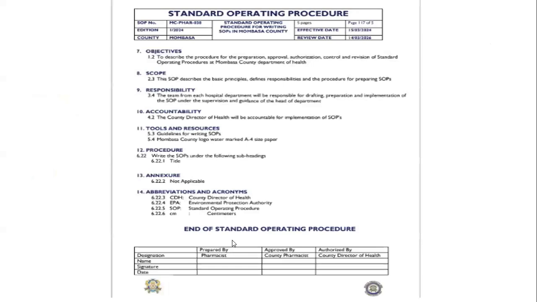So moving on, I promised to project a sample SOP outlook. This is basically what it looks like. You can see the header and the footer. Then the objective, the scope, responsibility, accountability, tools, procedure, annex, abbreviations. So you just build on this standard tool.